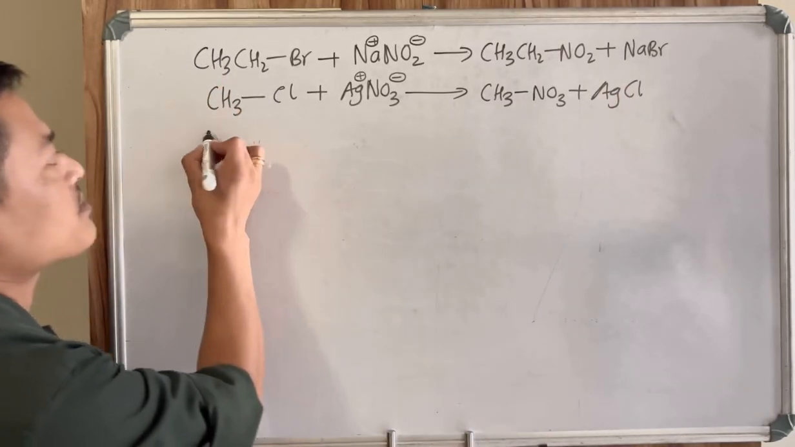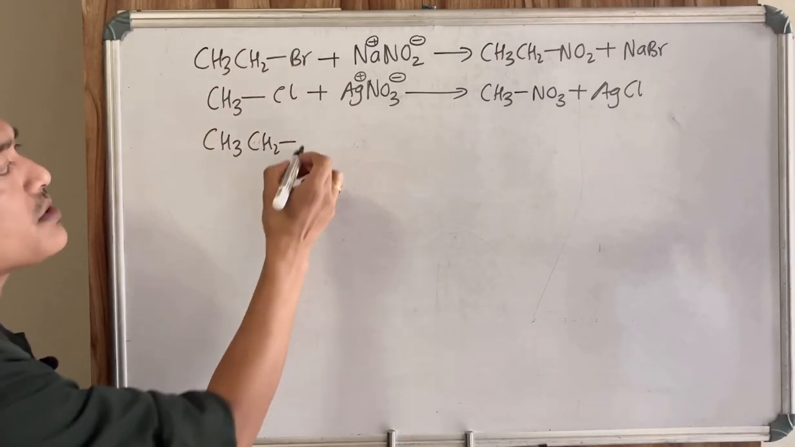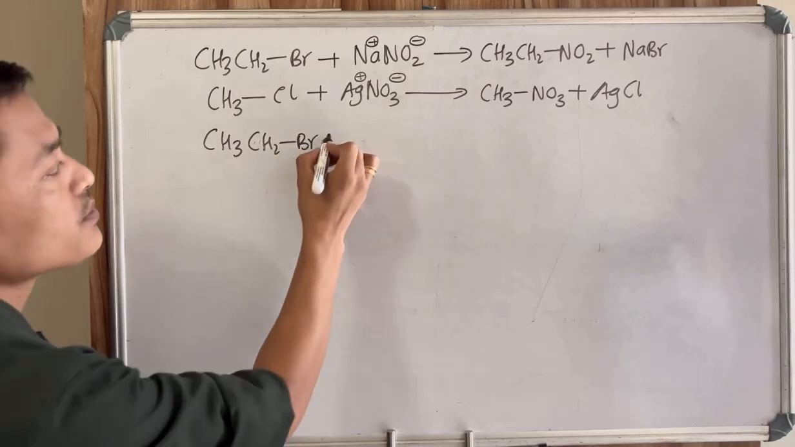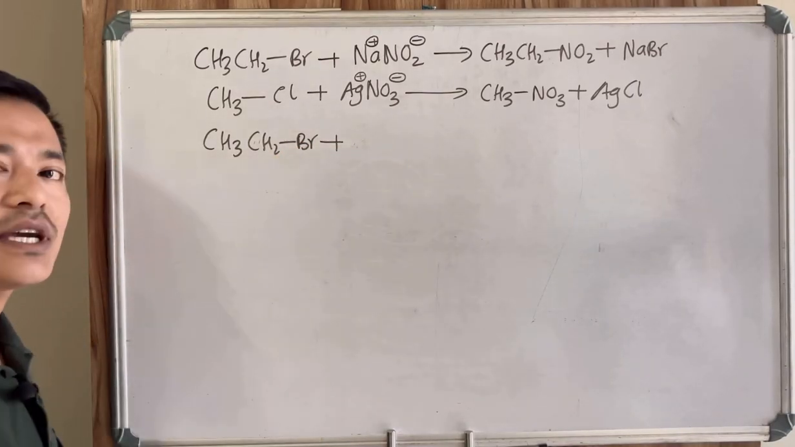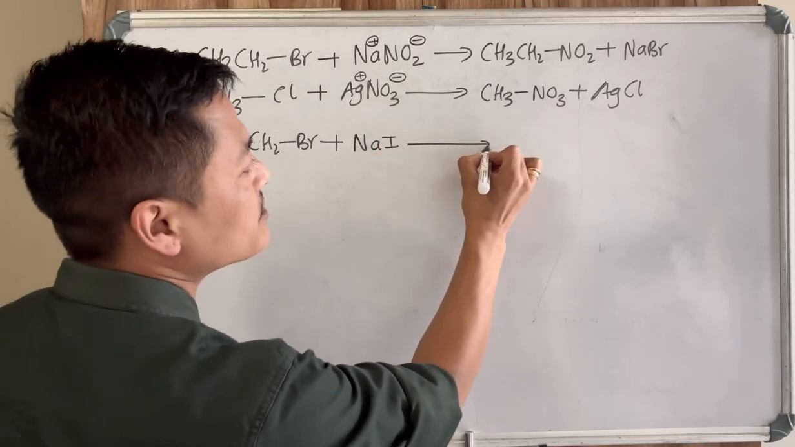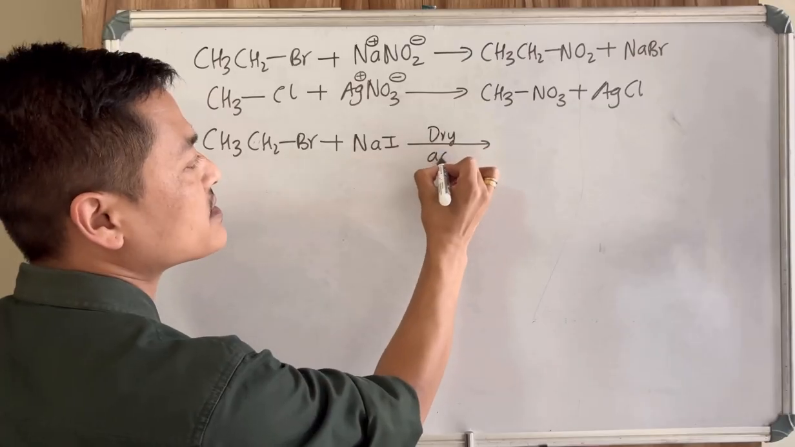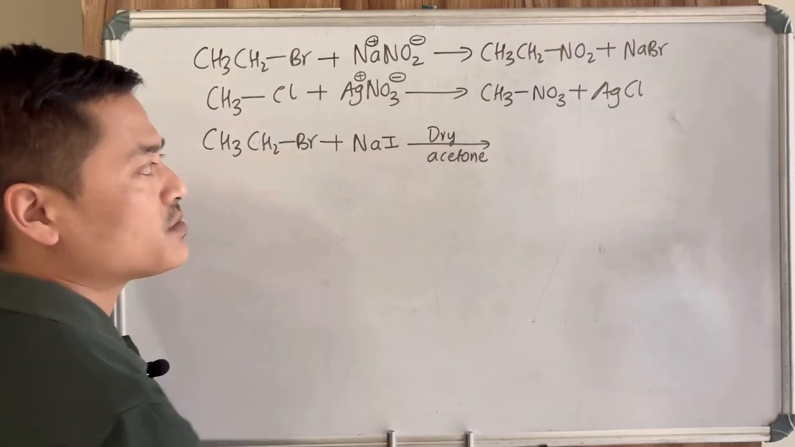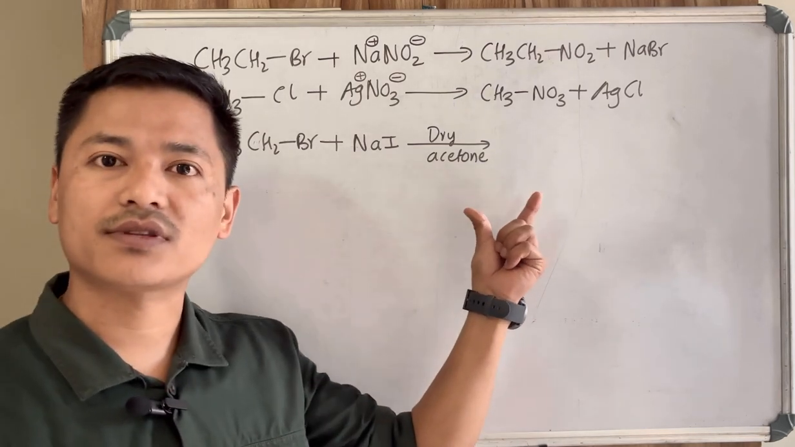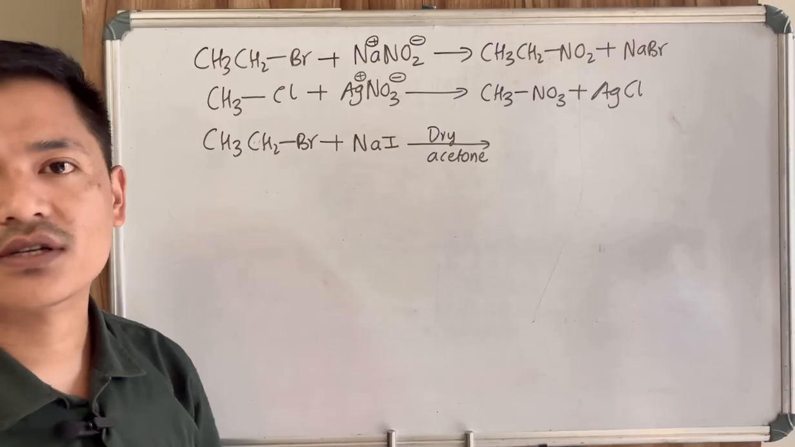Okay, so some more examples. CH3CH2, it can be any halogen, no problem. Let me write bromine over here. Now if I try and react this with NaI, here you require a solvent, and the solvent over here is dry acetone. Usually dry acetone is considered. Instead of dry acetone, you can use other aprotic solvents, okay, but usually we consider dry acetone.